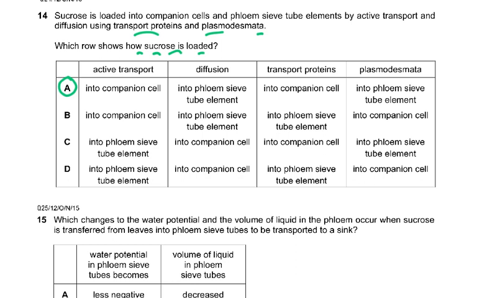And plasmodesmata would be between the, say if this is the companion cell and this is the phloem sieve, then the companion cells are here and the plasmodesmata are here between the companion cell and this. So the plasmodesmata are somewhere here between the companion cell and this. I'll just show you a diagram of this.